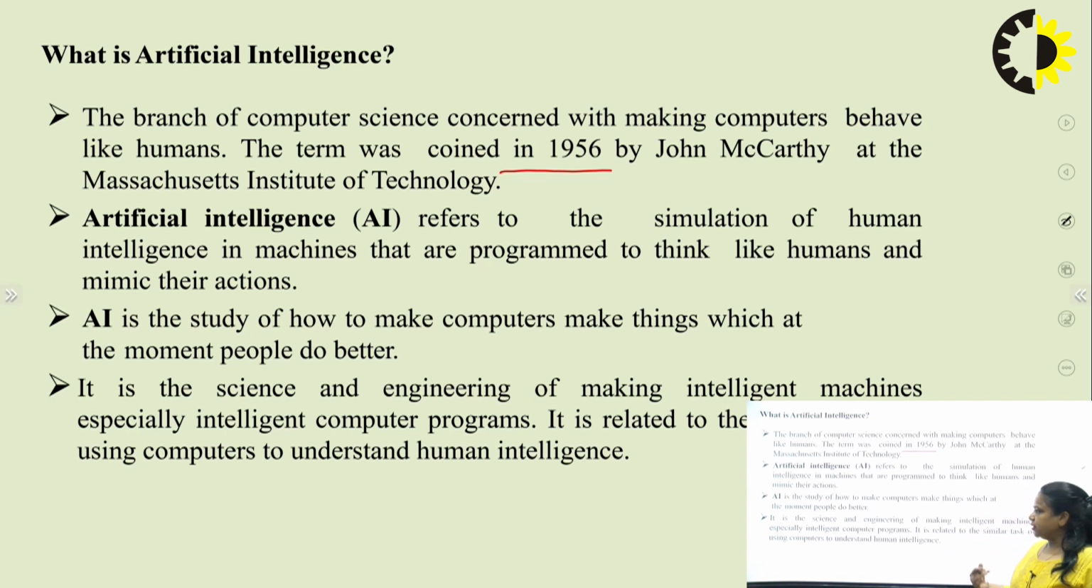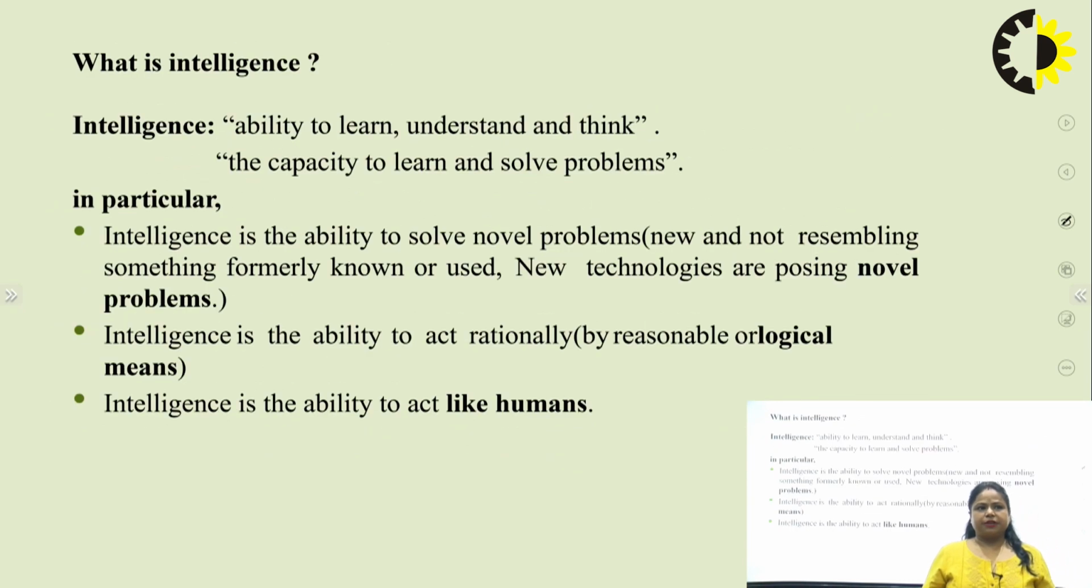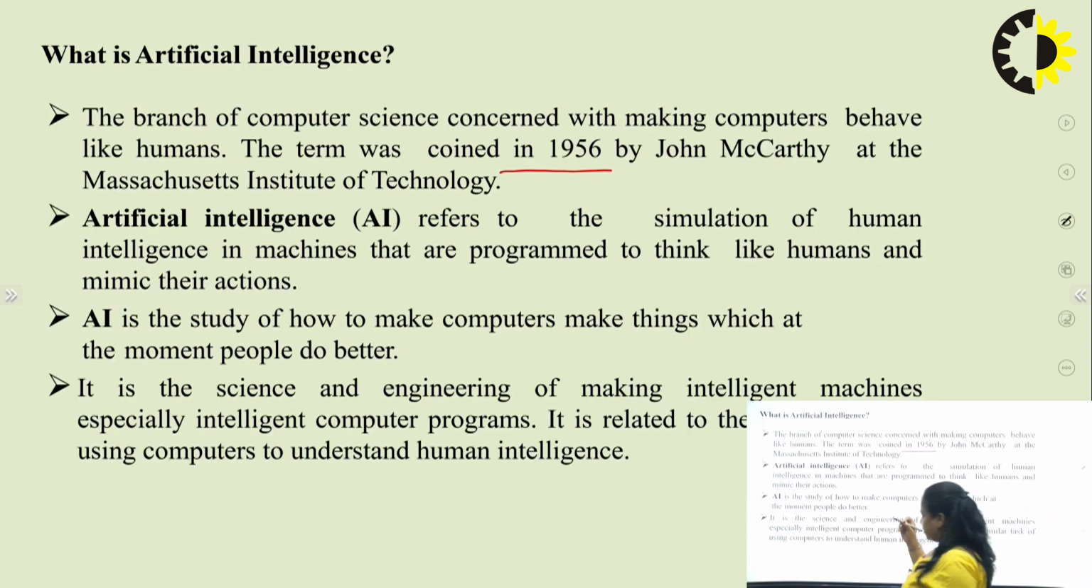Now, AI is also the science and engineering by which we can make intelligent machines, especially by building intelligent computer programs, right? It is related to the similar task of using computers to understand human intelligence, right? Then after that, you can see that this term comprises two words, artificial and intelligence, right?